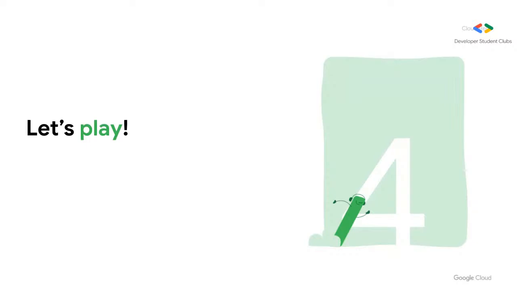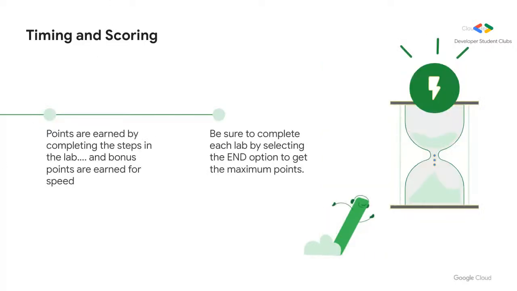This is how timing and scoring will work. We're here to learn, but if you want a friendly competition, then be fast and accurate as you do the labs. You can redo the lab up to 5 times and the fastest score will be used, but make sure you read all the instructions first and then hit start lab. I will do a live demo. Please bear with me, but if you want to follow along with me or continue at your own pace, you can.